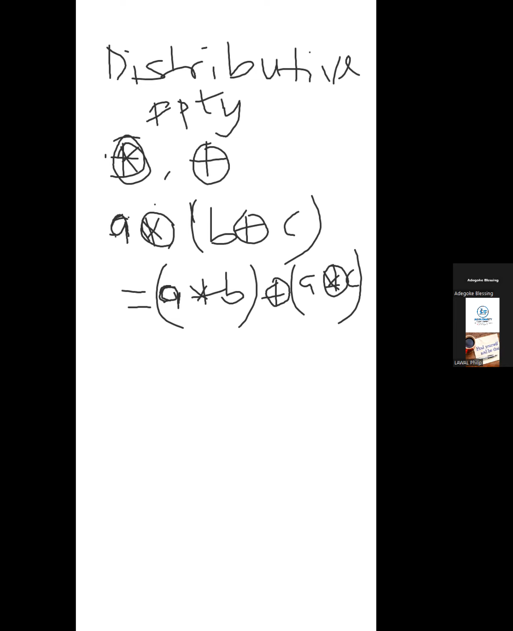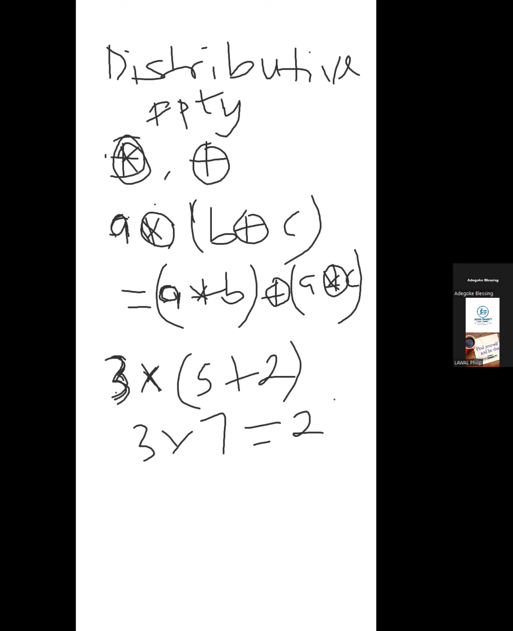Just like I explained the other time, if I use 3, I just want to use an ordinary operation here. If I use 3 times 5 plus 2, this is the same thing as 3 times 7, and that's 21. But will it also be 3 times 5 plus 3 times 2? Let's check. 3 times 5 is 15. And when you add that to 3 times 2, which is 6, you will still get 21.